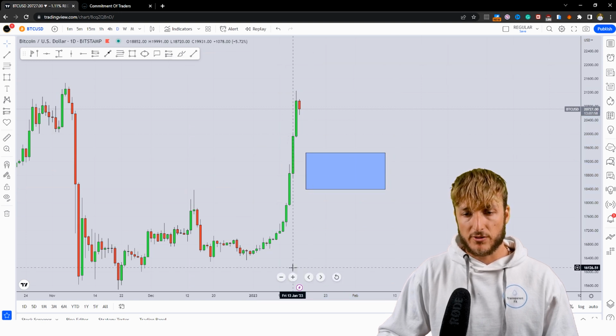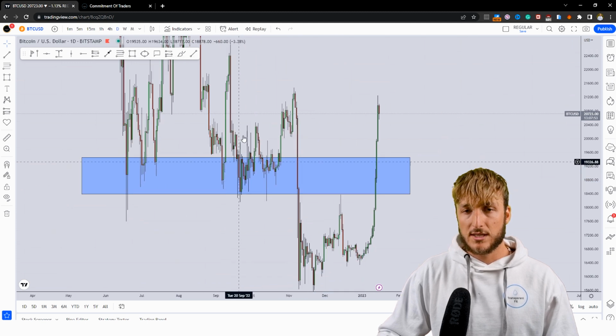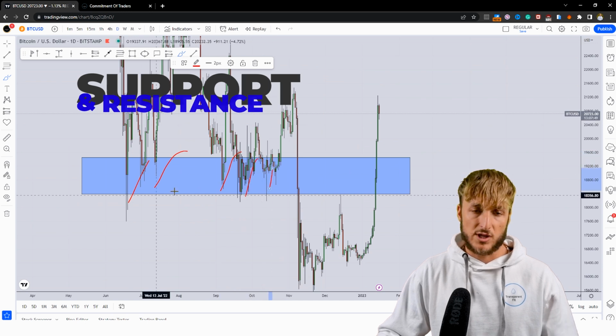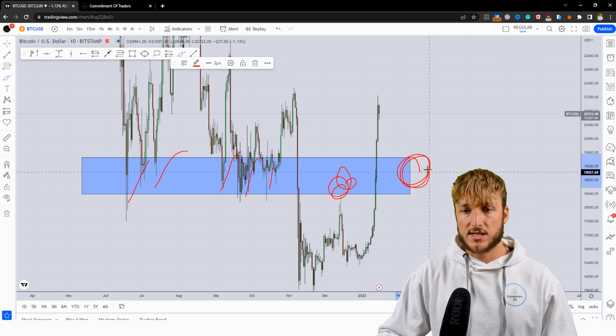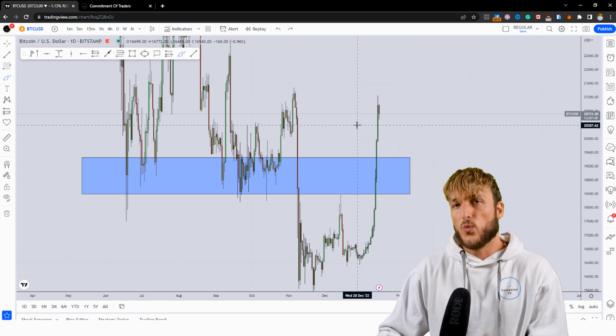Now, if we zoom out a bit and we extend this zone to the left, what we can see is that this is exactly the support that we were identifying on the weekly, which now is also visible on the daily, which was turned resistance here, which is now once again turned support here. It is the exact same zone that we were speaking about previously on the weekly time frame.